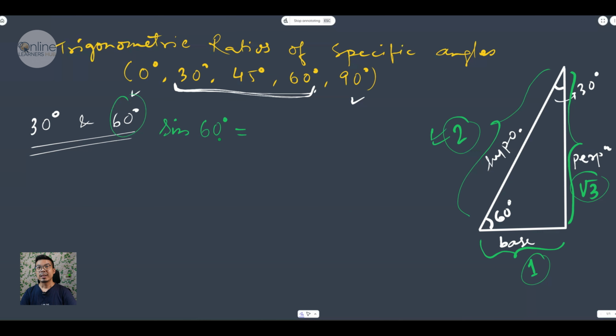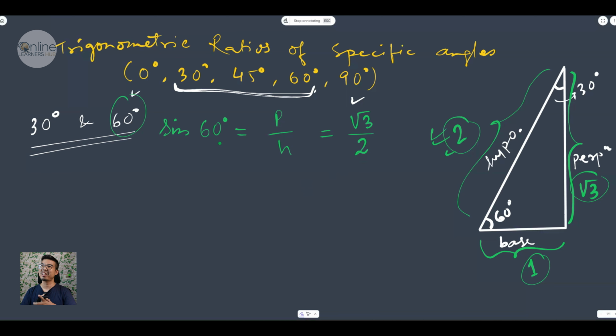So, sine 60. You remember in our previous session, we learned one sentence. What was that? Some people have curly black hairs turned permanently brown. According to that, the ratio of sine theta is perpendicular by hypotenuse, isn't it? Now, what is perpendicular here? Perpendicular is root 3. So, sine 60 will be root 3 upon hypotenuse, which is 2. That's all. That's how you will remember.